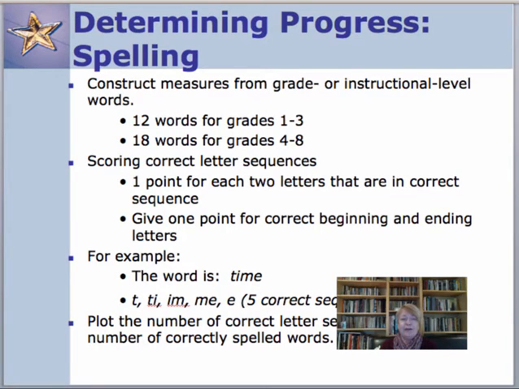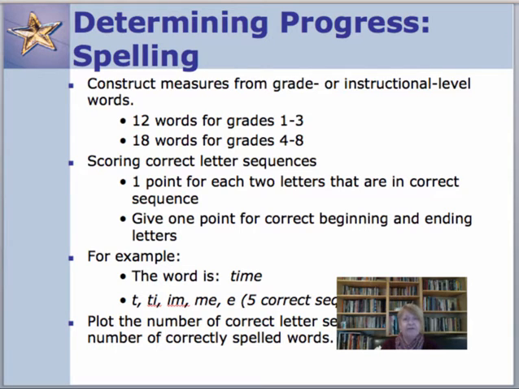IM, again, 2 letters in the correct sequence, gets 1 point. ME, 2 letters in the correct sequence, gets 1 point. And E, the ending letter, gets 1 point. So that is 5 correct sequences for that one word. And we plot the number of correct letter sequences and the number of correctly spelled words for the student.